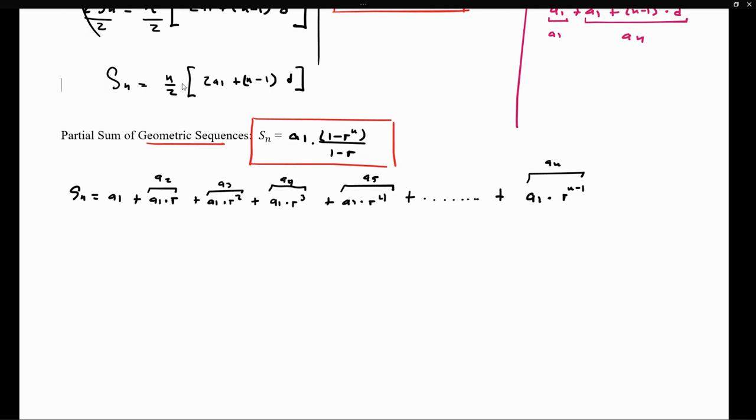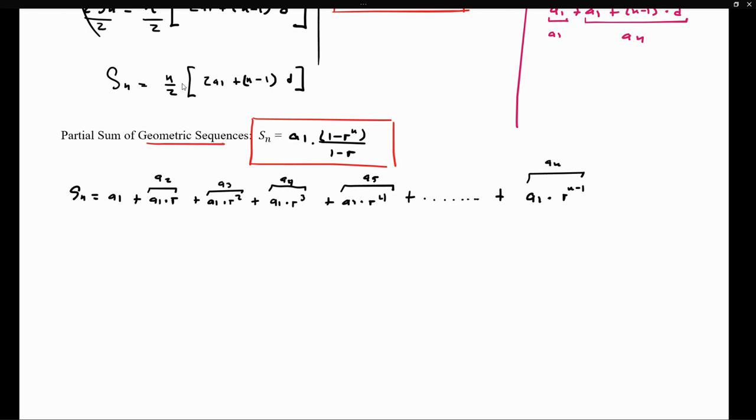So notice that this is essentially the same idea as we did in the arithmetic sequence. We said, look, if I want to find the nth partial sum, then I need to add the first n terms. And what we have done here is just write down one expression that will cover all n terms in the sequence.